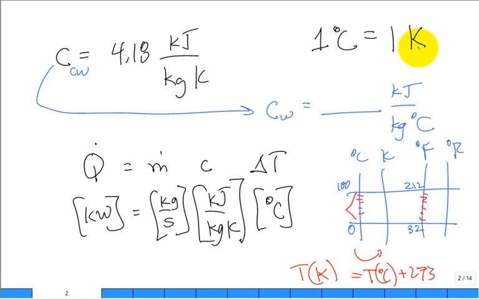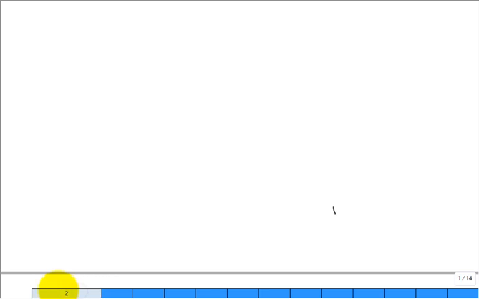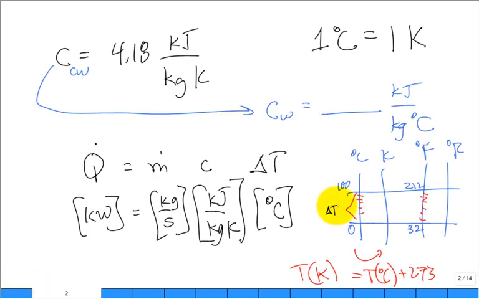In certain circumstances, it's absolutely correct, because they're now talking about a change in the temperature. Isn't a temperature change in degrees C exactly the same as a temperature change in Kelvin? Nope.